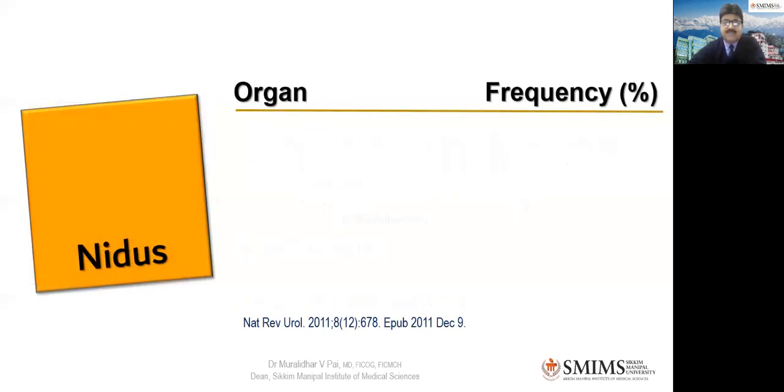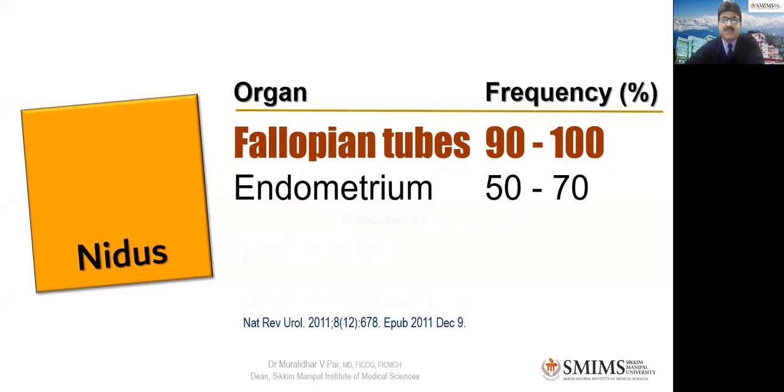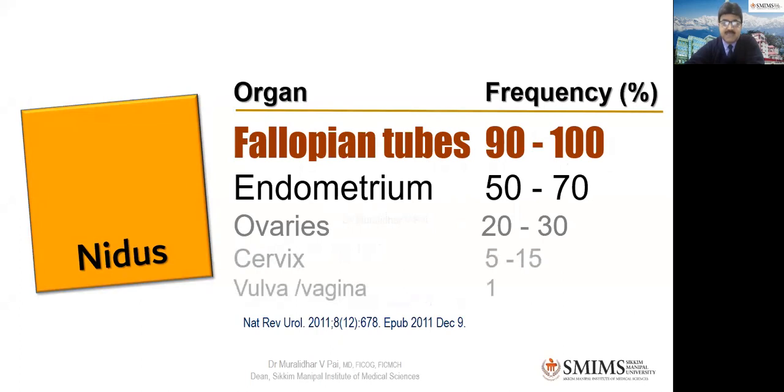To give you exact frequency, fallopian tubes 90 to 100%. In fact, it comes from there into the endometrium, 50 to 70%. Then comes ovary, 20 to 30, cervix, 5 to 15%, and vulva vagina, just 1%. So fallopian tube is very, very common nidus of the genital tuberculosis.